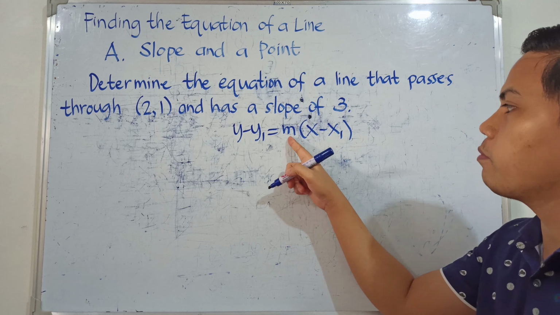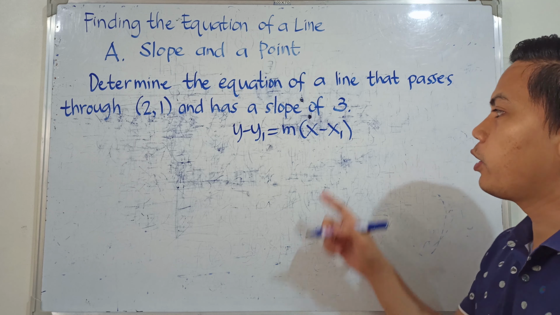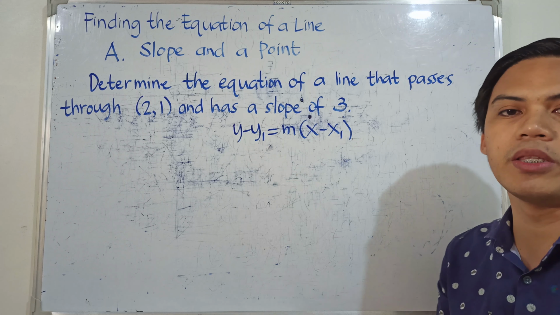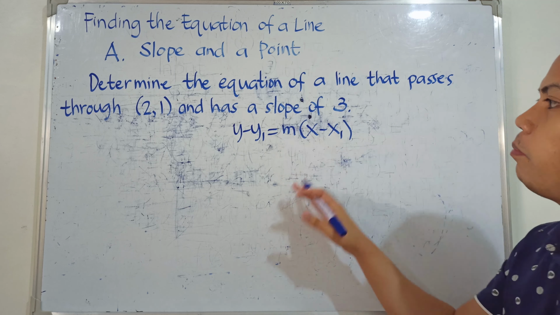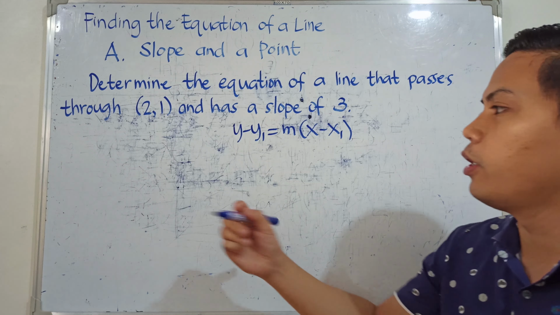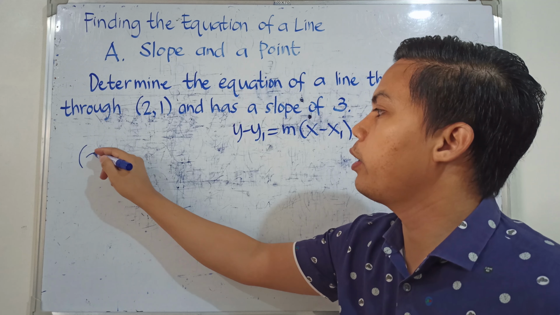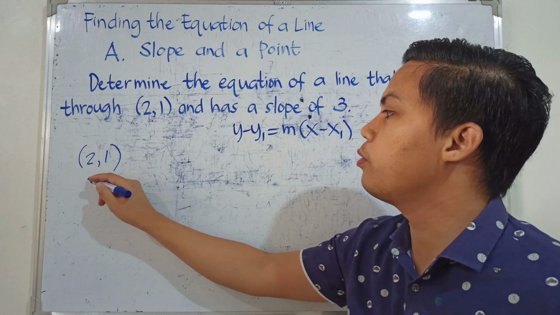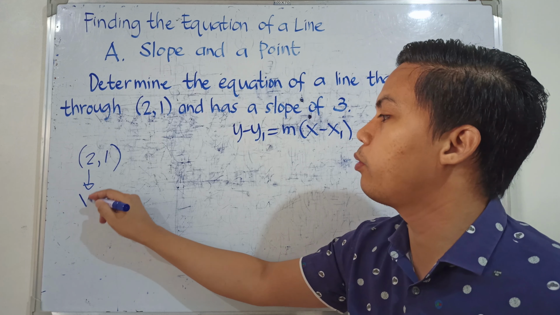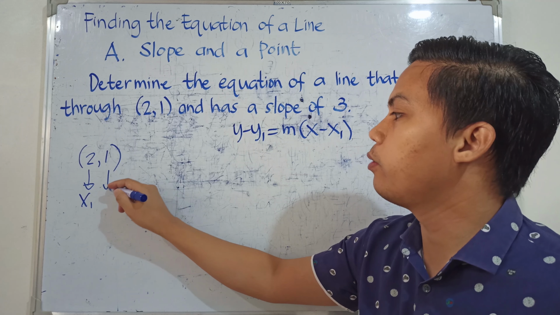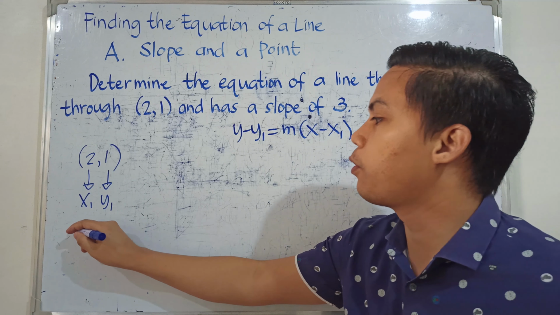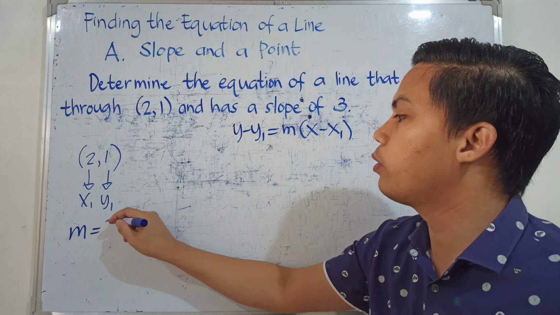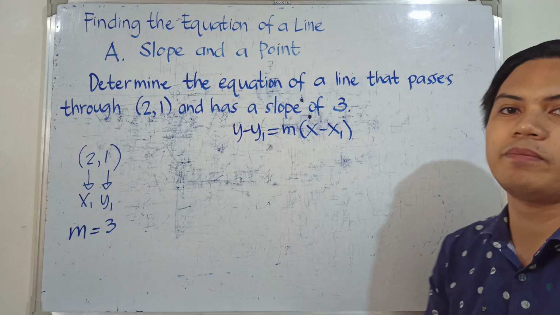Okay. Yung m stands for slope. At yung x sub 1 and y sub 1 naman stands for the given point. Okay. So, based sa problem, kukunin muna natin yung given. Yung point natin is (2, 1). So, it follows na yung x sub 1 natin is si 2 at yung y sub 1 naman natin is si 1. Then, of course, our slope is equal to 3.